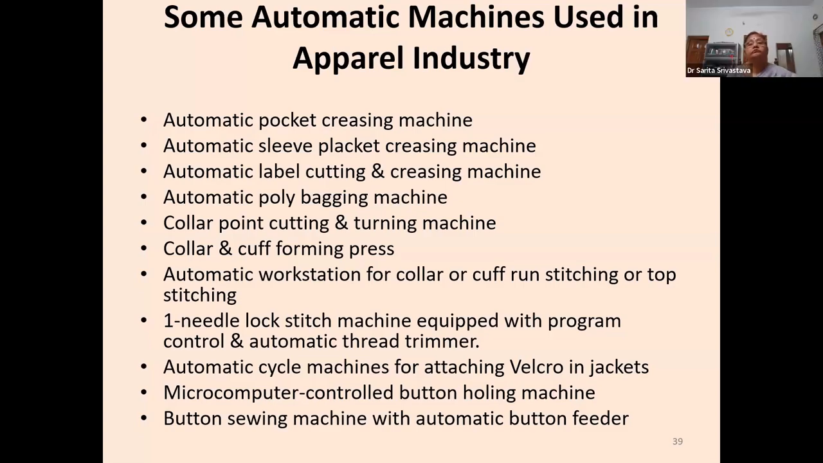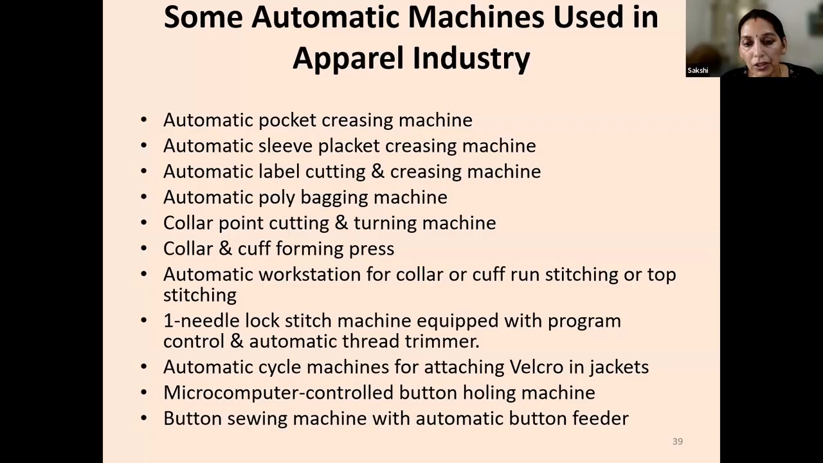Automatic sleeve placket and creasing machines are there. Automatic label cutting and creasing machines are there. Automatic polybagging means after a garment has been produced, it has to be placed in a warehouse, so polybagging machines are also there. Collar point cutting and turning machines are there. Collar cutting and cut forming, pressing.